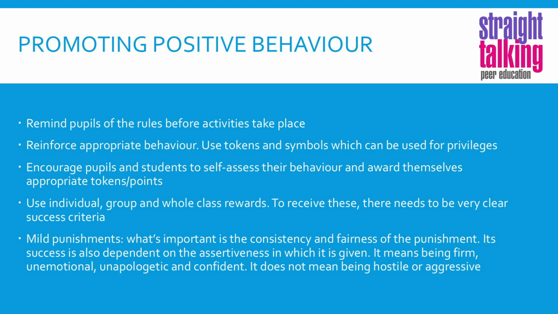Reinforce appropriate behaviour using tokens and symbols which can be used for awards and privileges. Encourage students to self-assess their own behaviour and award them the appropriate tokens. Use individual, group and whole class awards. To receive these, there needs to be very clear success criteria. And mild punishments. What's important is the consistency and fairness of the punishment. Its success is also dependent on the assertiveness with which it is given, which means being firm, unemotional, unapologetic and confident, but it does not mean being hostile or aggressive, and there's a very clear difference.